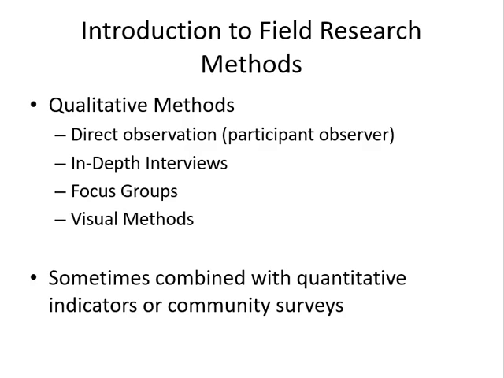Apart from that, in-depth interviews, focus groups, or visual methods can be used. And actually, visual methods and focus groups can have quantitative components to them. But typically, direct observation and in-depth interviews are exclusively qualitative, and that just means they only generate text as the form of data instead of numbers. So at times, we'll combine field research with a survey or with an analysis of community indicators to get a kind of triangulation going, and that is always a desirable sort of approach if it's possible.